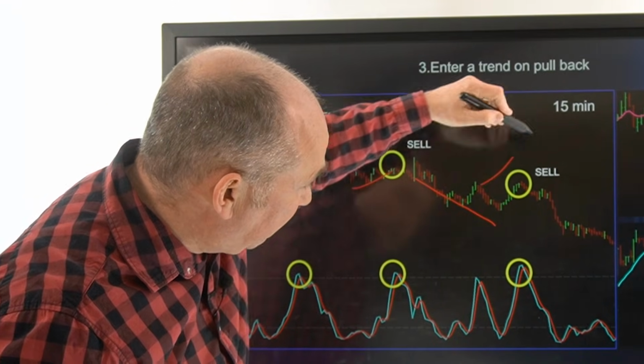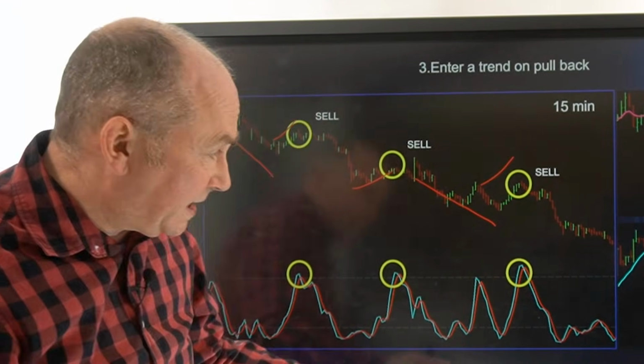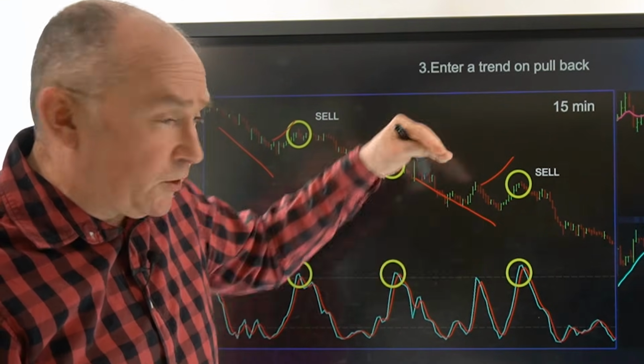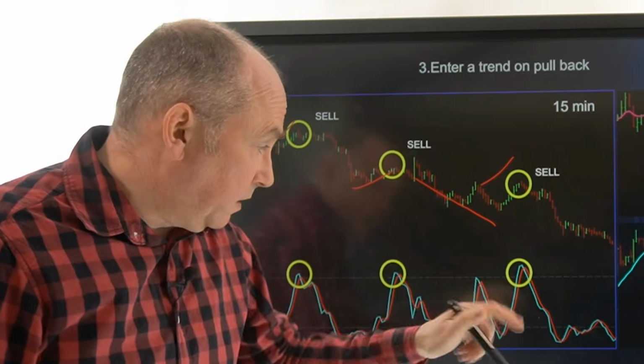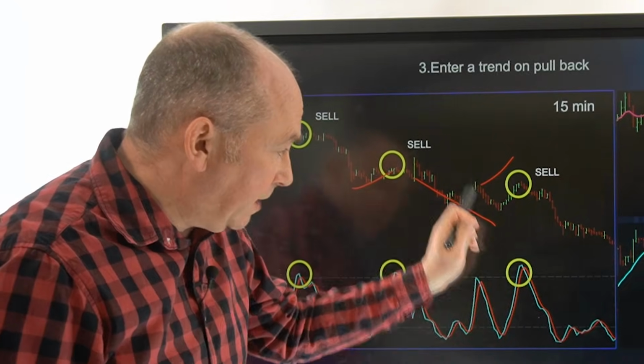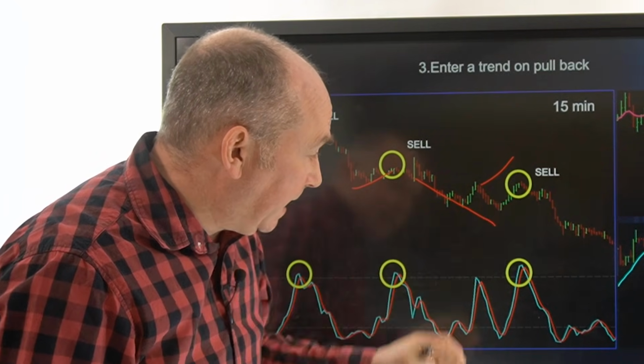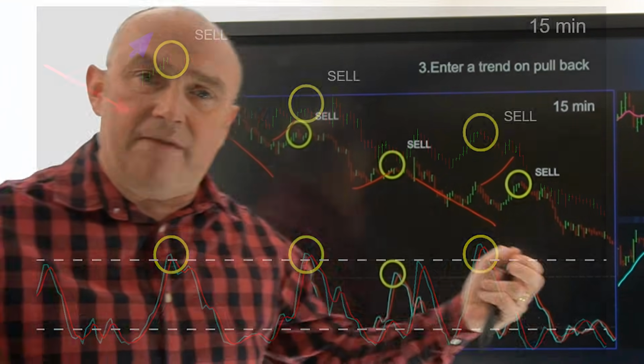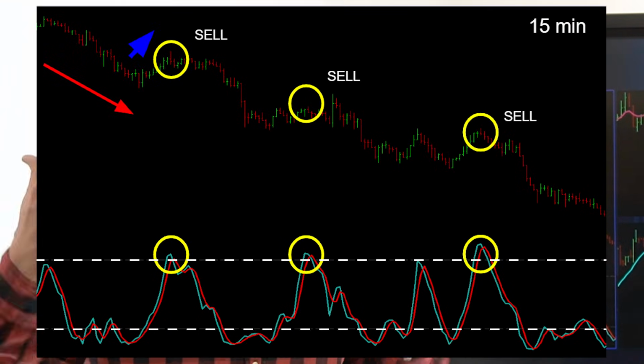Then we're having this little bit of a pullback, indicated there by the stochastics. We go above the overbought zone, waiting for it to cross back down through. Remember, the trend is down. It crosses back down through, indicating a sell trade there for the continuation of that trend. So I love the stochastics to fine tune my entries in a trending market.